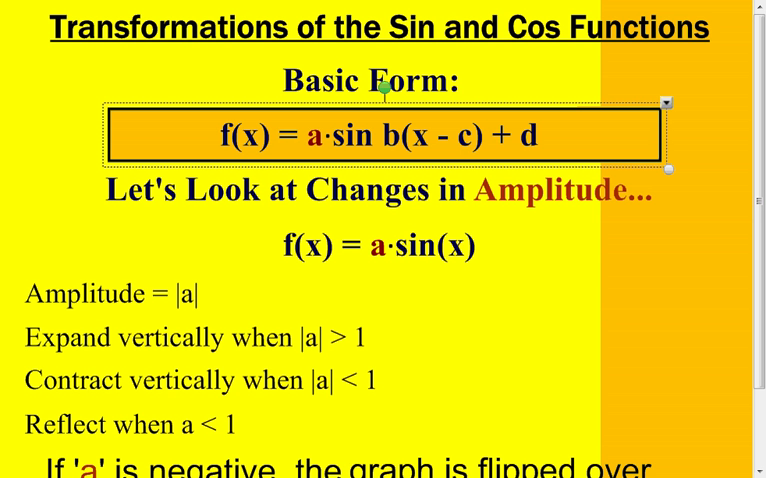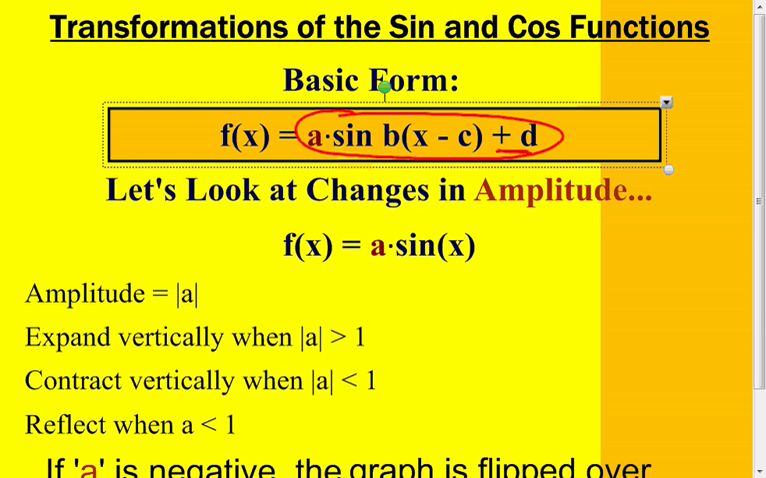All right. Now we're ready for transformations of the sine and cosine functions. So the basic form of all transformations is this: a times sine of b, and then parentheses x minus c, and then with a plus d tagged on the end. So there's 4 different types of transformations we'll look at, A, B, C, and D. Today, we're going to look at A and D because they transform your graph in the vertical direction.